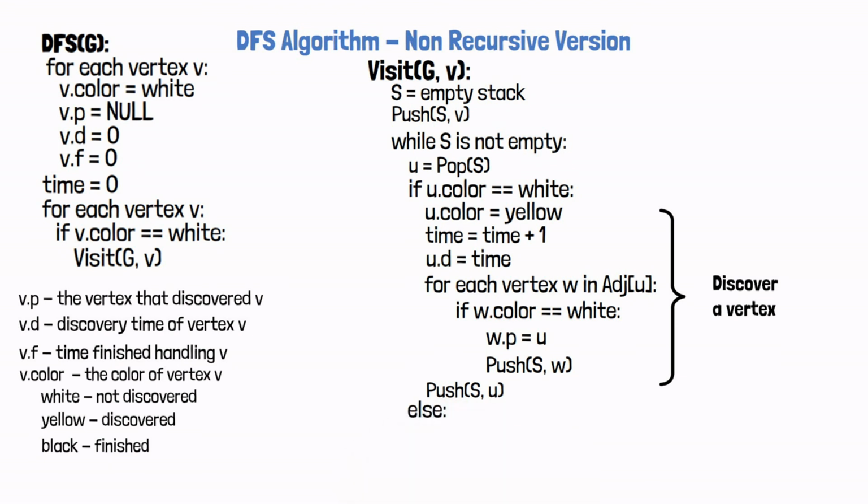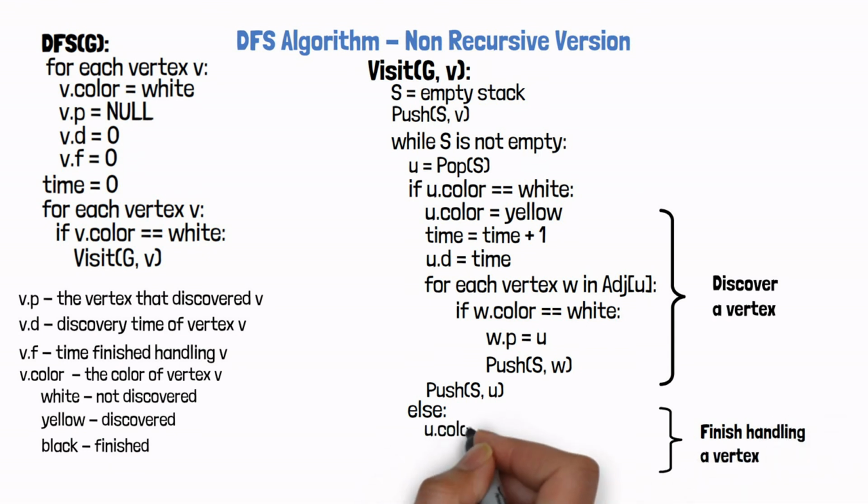So, if the vertex we popped out was not white, then this is the second time we pop it from the stack, and we already finished handling it and the vertices it discovered. We set the color to black to mark it as such. We increment the time by 1 and update the finish time. And that's it. Note that the use of the stack here is intuitive as it replaced the role of the call stack in the recursive version.